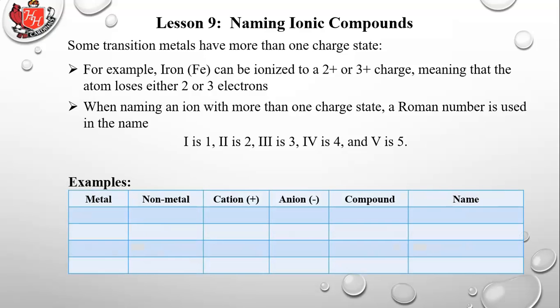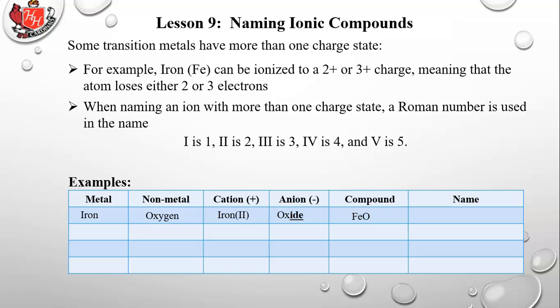So examples. So a metal of iron. Now we have to determine which charge it's going to be. Is it going to be a 2+ or a 3+? And the nonmetal is oxygen. So we're going to say it's iron II. It's a 2+ charge. It lost 2 electrons. The anion would be oxide. So the compound would be FeO. So when you write it as a compound, like in a chemical formula, you would just simply write FeO because it's a 2+ and oxygen is a 2-, so they match up perfectly.